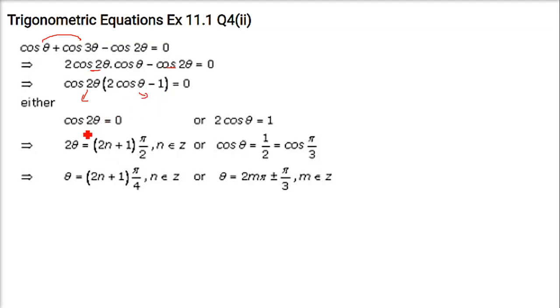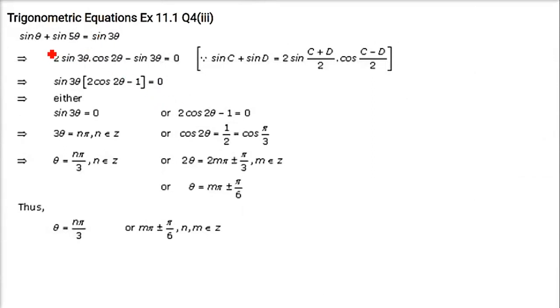So cos 2 theta equal to 0 means 2 theta is (2n plus 1) pi by 2. Divide both sides by 2, you get (2n plus 1) pi by 4. Here 2 cos theta minus 1 equal to 0, that is 2 cos theta is equal to 1. So cos theta will be equal to 1 by 2, and this 1 by 2 is simply cos pi by 3, cos 60 degree. So you get theta equal to 2m pi plus minus pi by 3.